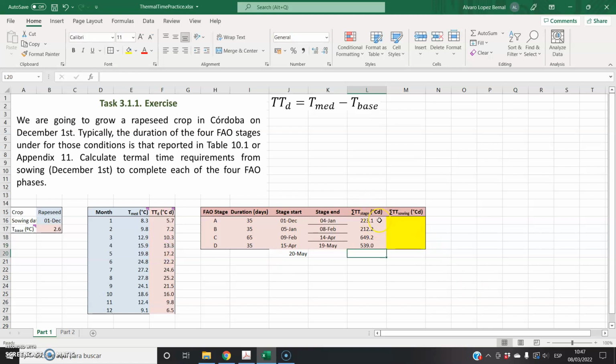So these are the typical thermal time requirements to complete each of the stages of the FAO method. The cumulative thermal time required to get to the end of each of these stages can be calculated easily by accumulating the values since the beginning. And finally, we get to the final result, which is that the growing cycle will take on average 1600 degree days.